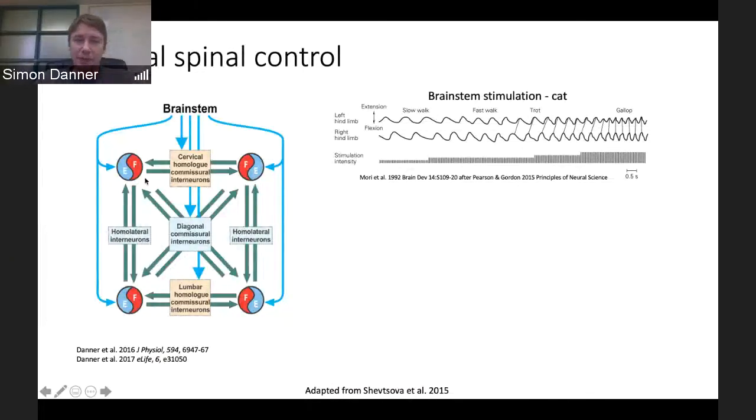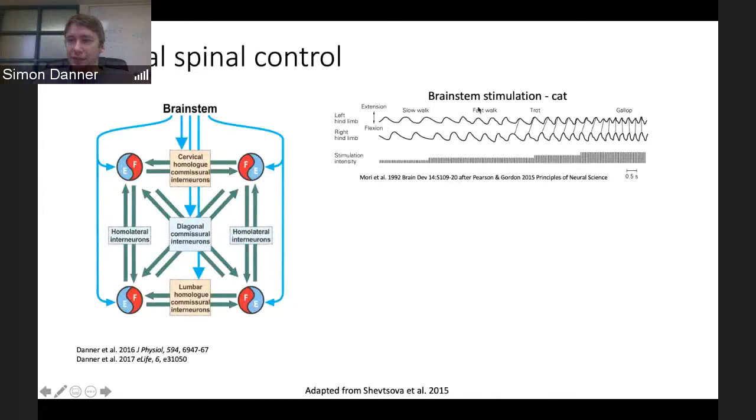So the main concept for this model was that we have four rhythm generators, one for each limb, that control the flexor and extensor phases, or stance and swing, if you want to interpret it this way. And these are connected through commissural and long propriospinal neurons, which couple the oscillators and determine their phase differences. And the oscillators, the rhythm generators, receive a brainstem drive, which puts them into a rhythmic regime. And with increasing drive, the frequency of the oscillations increases.